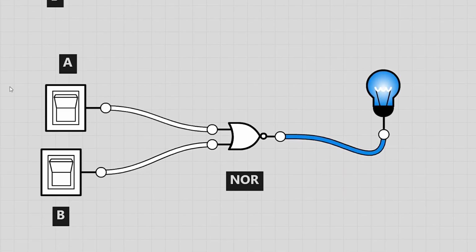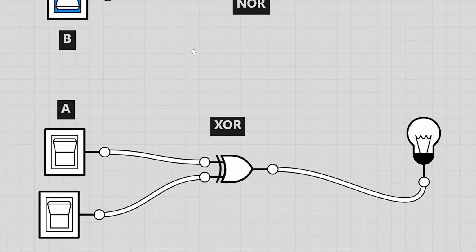When both the inputs are 0, the output will be 1. When any one input is 1, the output will be 0. When both the inputs are 1, the output will still be 0. Next comes the XOR gate.